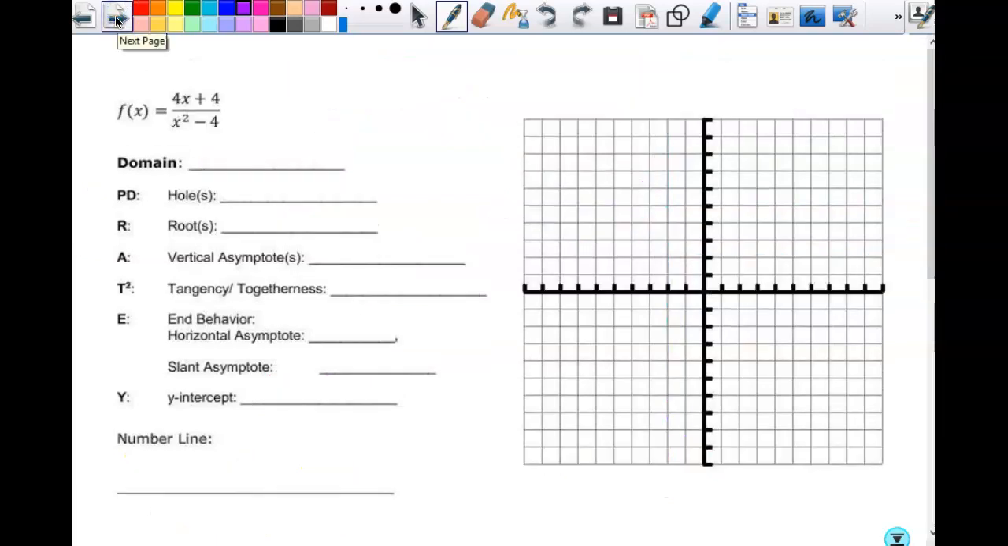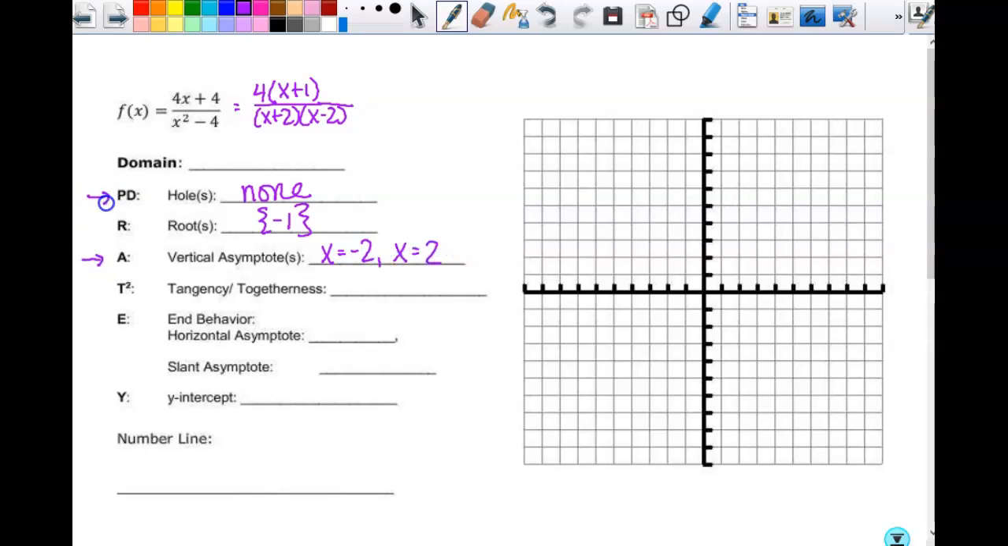All right, next one. This is not factored all the way, so I have to factor. So I get 4 times x plus 1 over x plus 2 times x minus 2. So is this factored all the way? Yes. Do I have any holes? No. My roots come from the numerator, so this is a negative 1. Vertical asymptote is going to have one at x equals negative 2 and x equals 2. My domain comes from these two pieces here. So the set of all x is such that x cannot equal, well, there are no holes, but it cannot equal plus or minus 2.